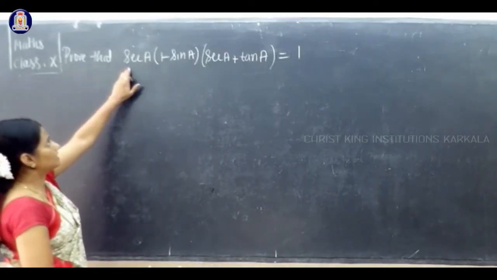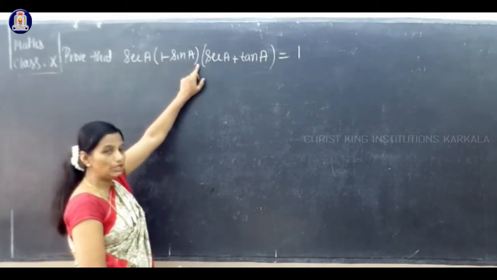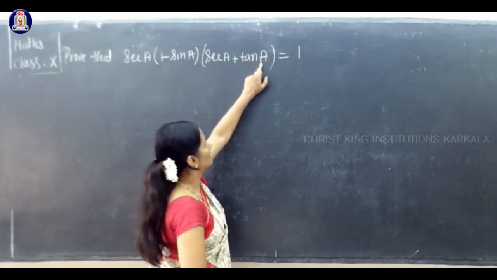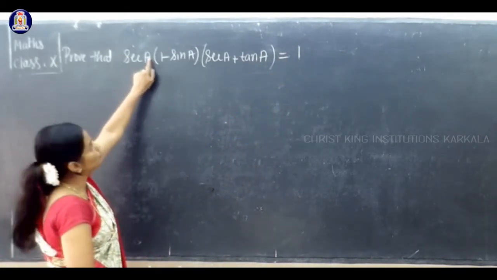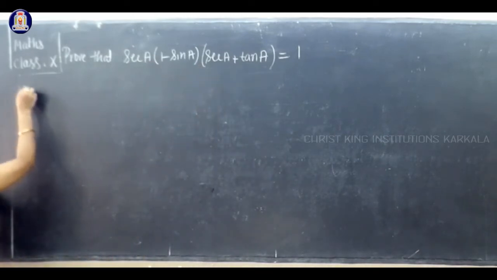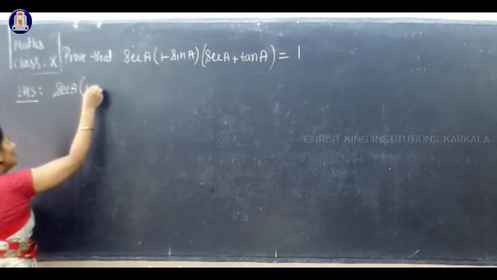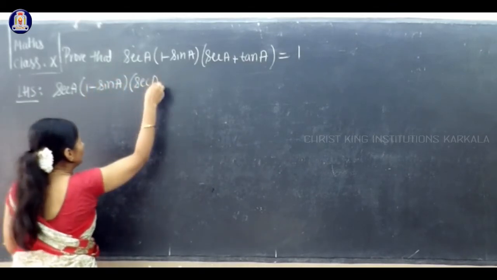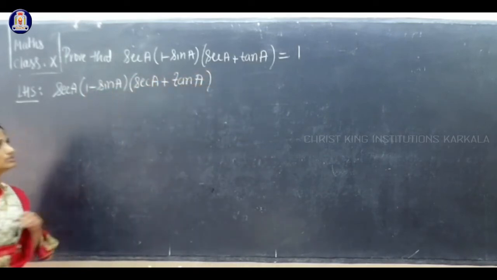Prove that secant A into 1 minus sin A into secant A plus tan A is equal to 1. See, secant A into this bracket into the second bracket. Now take your LHS side. So LHS side is secant A into 1 minus sin A into secant A plus tan A, right? Now how to simplify this?